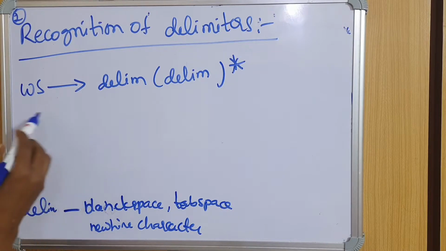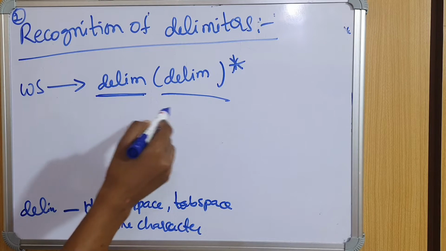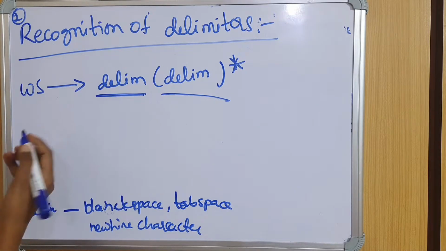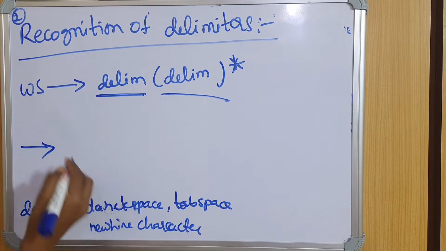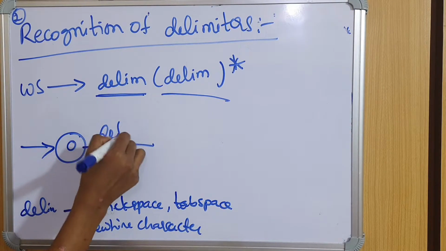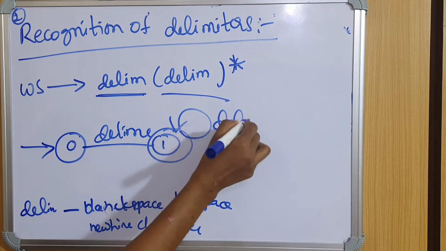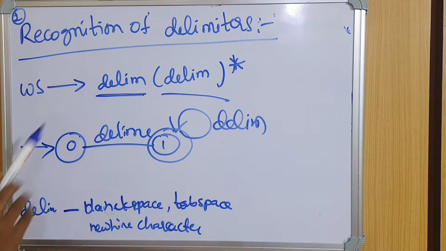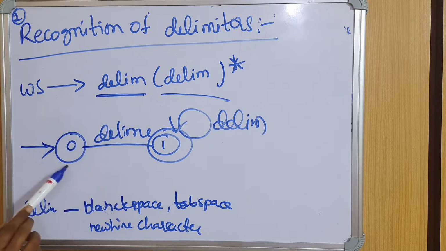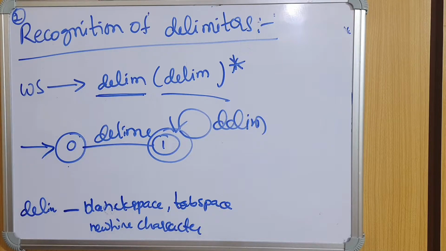So what is the representation of a delimiter? The representation may be delimiter star. Delimiter star means 0 or more occurrences. Then try to draw the transition diagram for this. Starting at 0, with the delimiter it will move to the next state, and again a self loop on delimiter. So delimiter star: initial state, then the final state, delimiter, self loop, delimiter star.